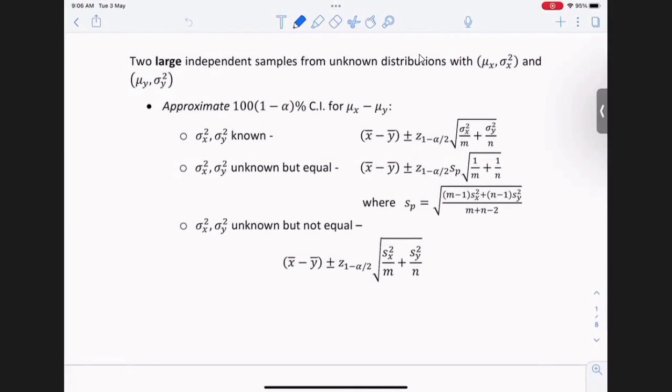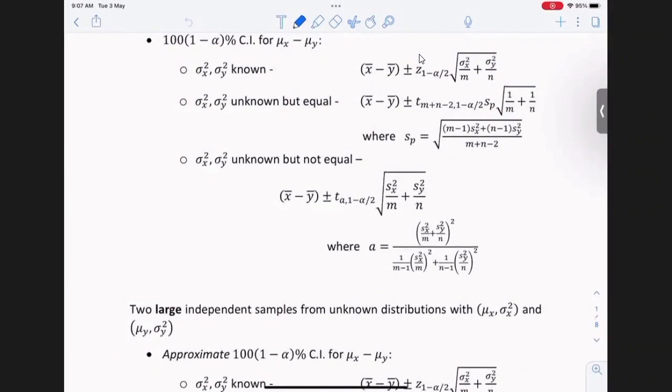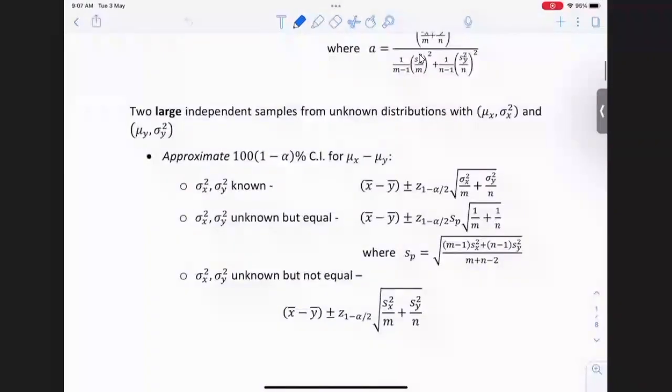Now, there are other situations where you are not told that the samples are drawn from a normal distribution, but we can still approximate by using the normal distribution when the sample sizes are large enough. So if you have two large independent samples from unknown distributions, the distributions are not specified as normal, but you have large samples from them, then to find the confidence interval for the difference in the population means, we'll use a very similar formula as before. You can compare the formula you've seen here and the formula here. The only difference is the quantiles. In case the population variances are known, we'll use the same formula.